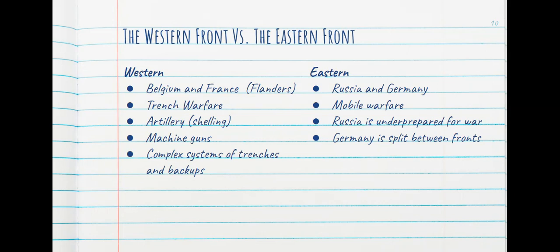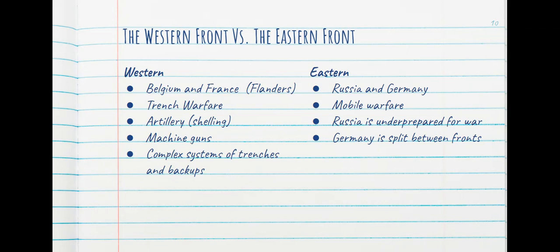So moving on to the Eastern Front. The Eastern Front is fought between Russia and Germany. It's more mobile than the Western Front because Russia keeps getting pushed back because they keep suffering losses. Russia is unprepared for this war. Some of their men don't have rifles. They don't have all of their equipment, and the Tsar goes to the front lines eventually in 1915.